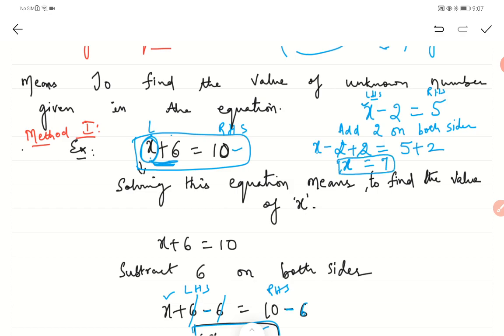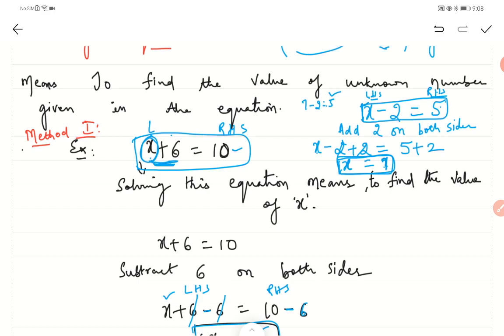You want to verify whether for the value of 7 this is true or not? Just simply put your 7 in this equation. 7 minus 2 is what? 5, isn't it? So you're getting your RHS value as 5. So for x equal to 7, this equation is giving you LHS equal to RHS. Okay, all right, isn't it?